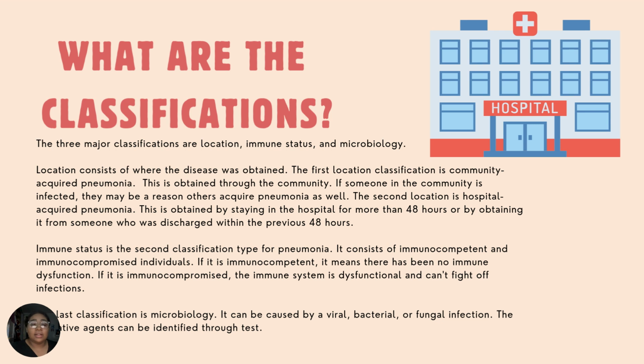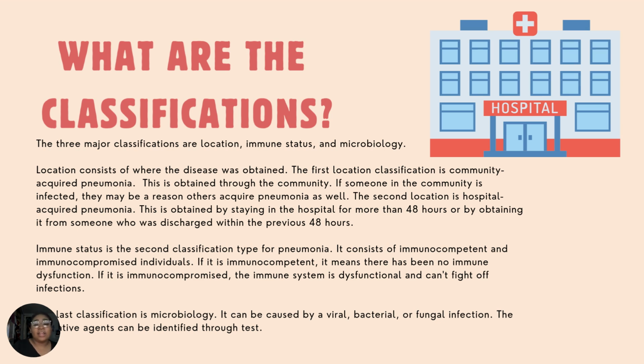And then the second classification is immune status. If you're immunocompetent, it means that your immune system can fight against infections, diseases, and all of that. But if you're immunocompromised, it means that your immune system doesn't work well and can't fight off infections or bacteria, which is a very risky thing.